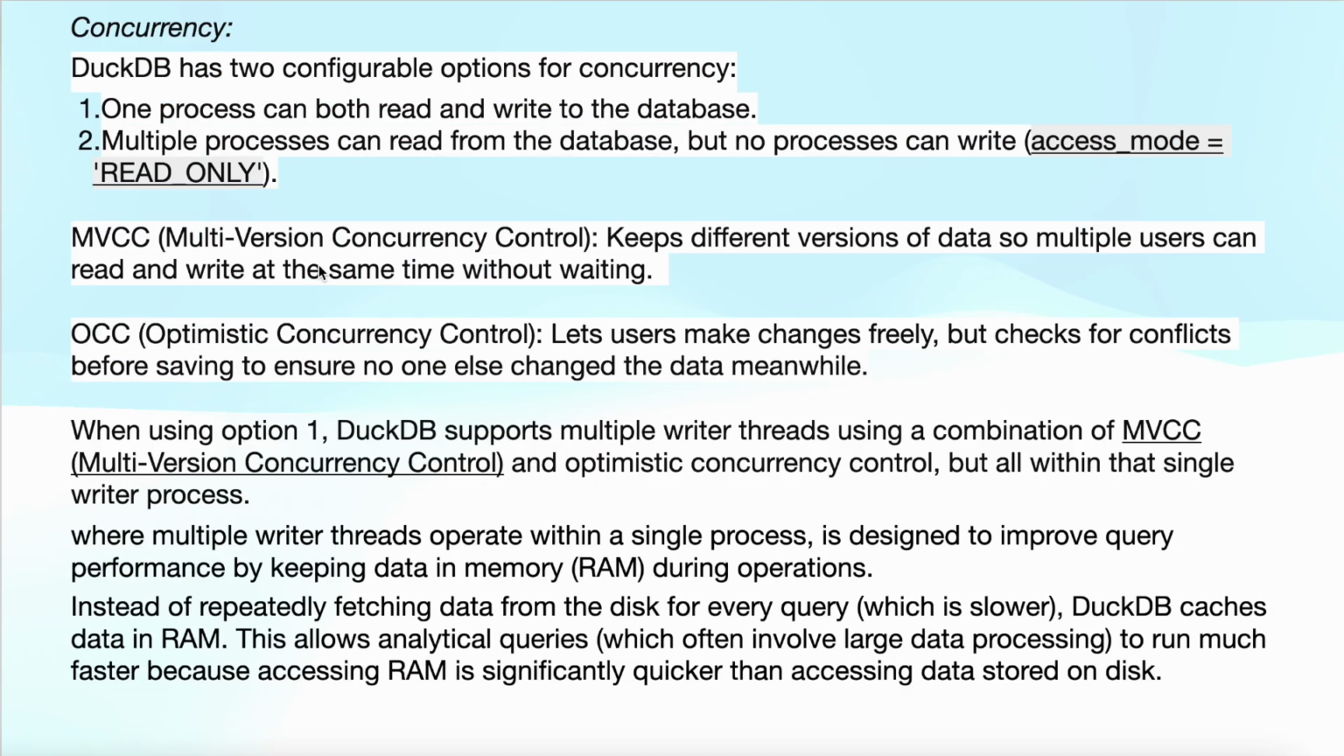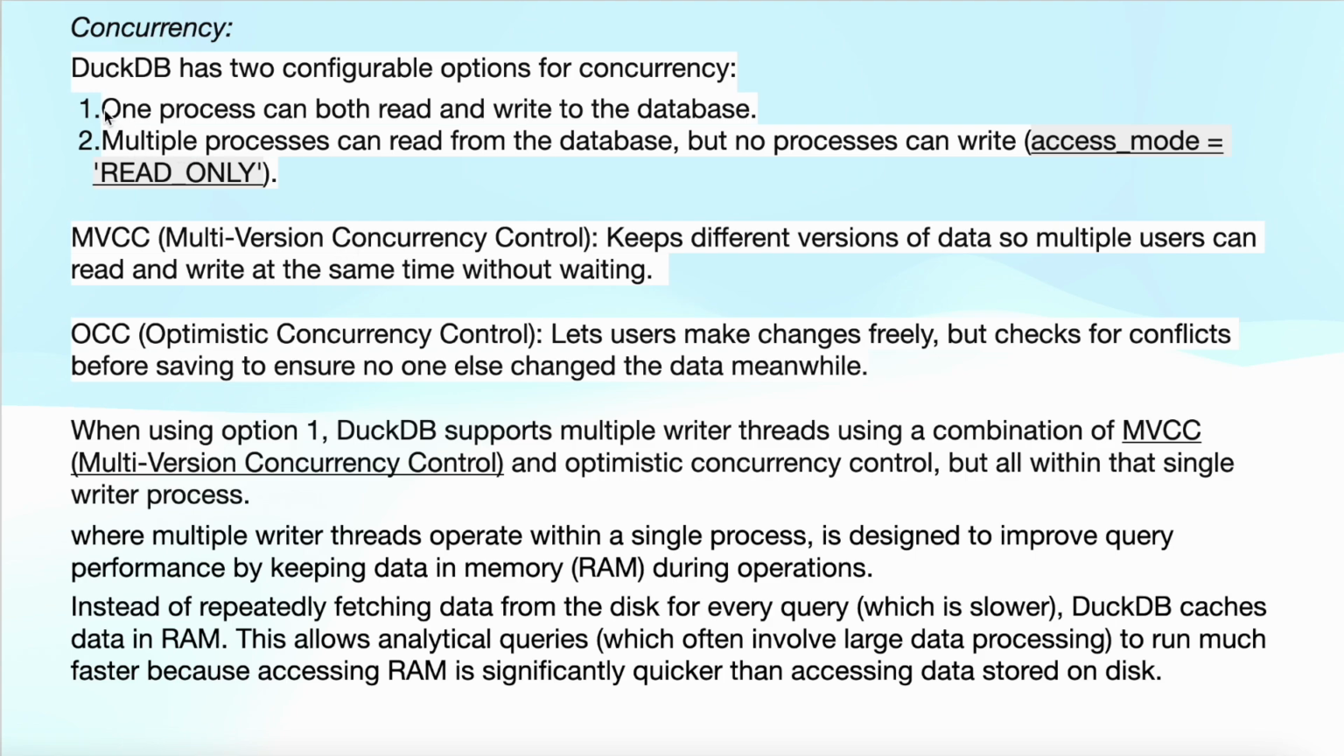So let's check what is concurrency in DuckDB. DuckDB has two concurrency options. One is one process can both read and write to a database, and the second is multiple processes in read-only mode. DuckDB uses MVCC and OCC like other databases to handle multiple reads and writes. MVCC is nothing but keeping different versions of the data, so multiple users can read and write at the same time without waiting. OCC lets users change data freely but checks for conflicts before saving. So that's the difference between MVCC and OCC. DuckDB uses both combined together to handle multiple reads and writes.